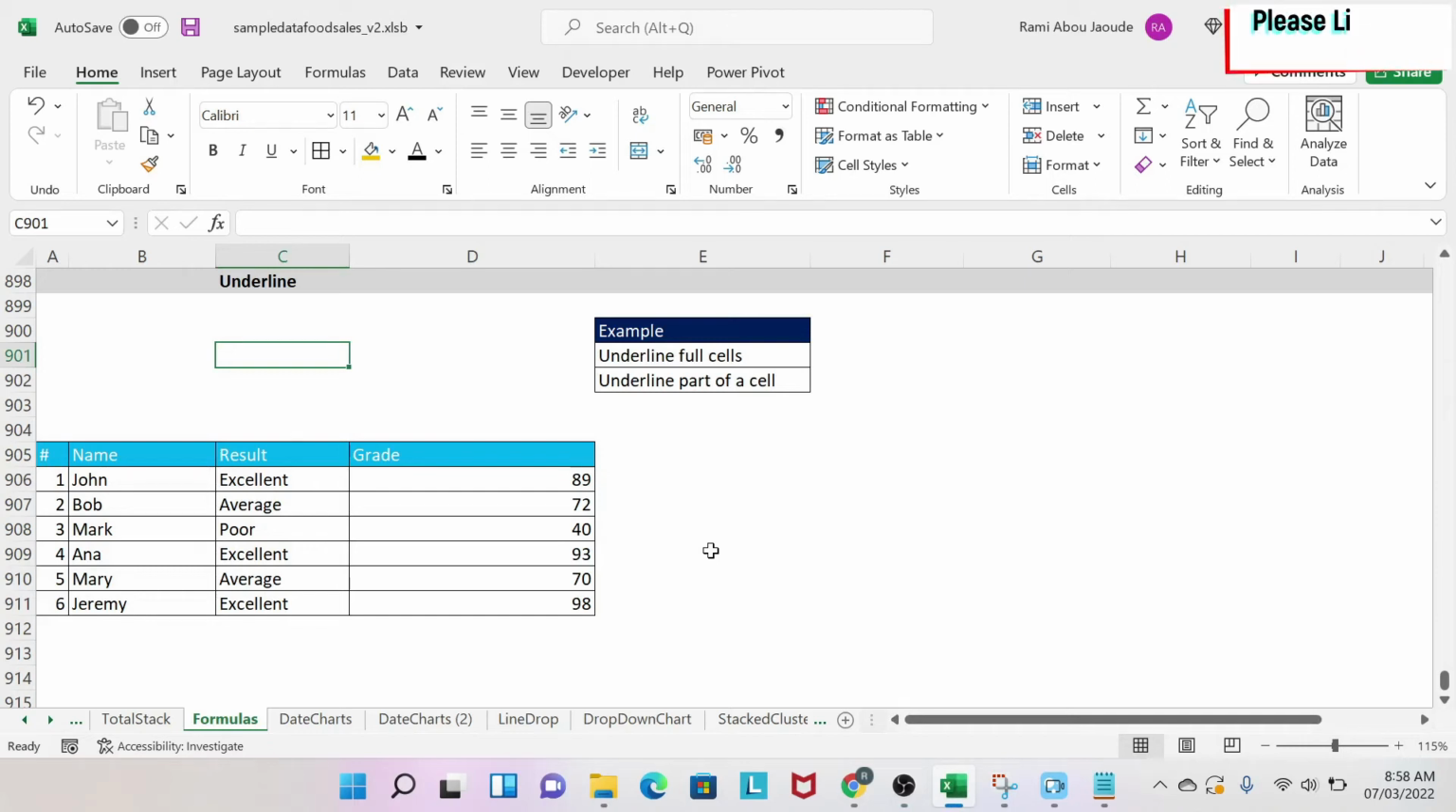The objective of this lesson is to learn how to underline the text in a cell or part of a cell. So let's start. There are three methodologies for this.